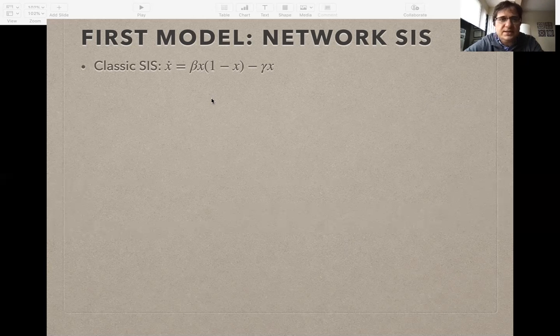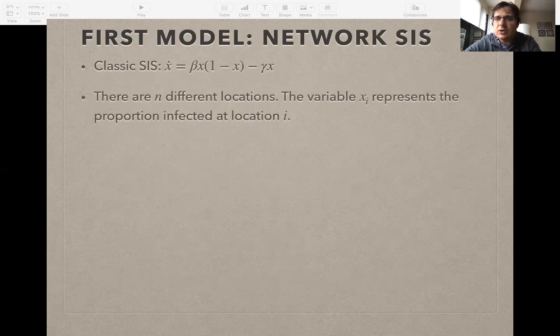We can start with the classic SIS model. You have the equation, you have a variable x representing the proportion of people who are infected in the population, and the derivative of x increases proportional to the product of x and 1 minus x. Uninfected people interact with infected people. And that's how the disease is spread, and there's a recovery rate, gamma. So individuals recover at a certain rate. And once they recover, they move back into the susceptible pool. Okay, so the SIS model is very simple.